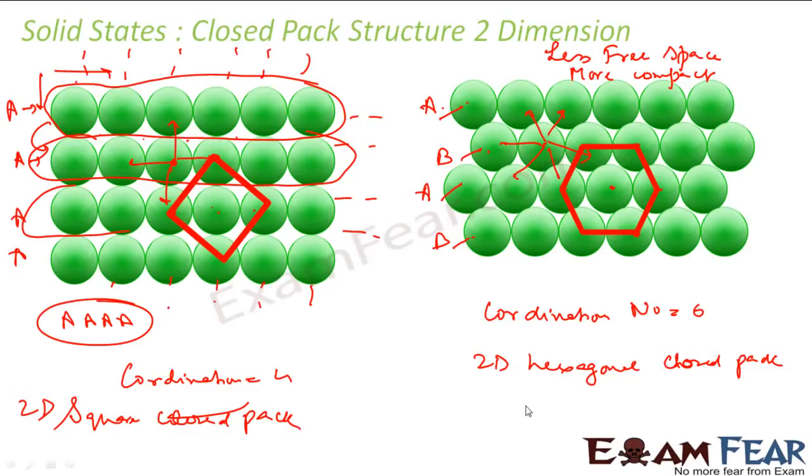Why hexagonal closed packing? Because if you take any atom and all the neighboring 6 atoms which touch it, if you join the centers of those, you get a hexagonal figure. So it is called 2D hexagonal closed packing. Why 2D? Because we are talking only about 2-dimensional now.